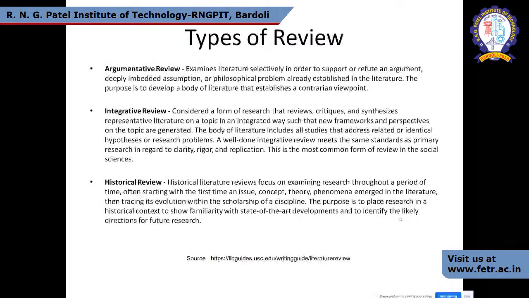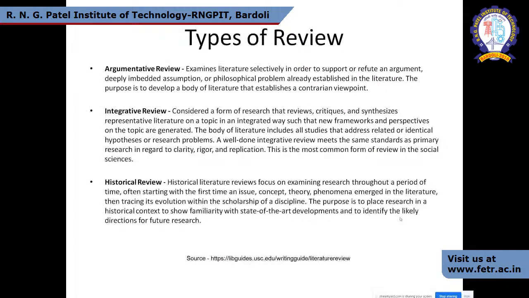Second type of review is the integrative review. That is considered a form of research that reviews, critiques, and synthesizes representative literature on a topic in an integrated way, such that new frameworks and perspectives on the topic are generated. The body of literature includes all the studies that address related or identical hypotheses or research problems. See, that is important. It is integrative, so it needs to address all these things. A well done integrative review meets the same standard as primary research in regard to clarity, rigor, and application. So this is the most common form of review in the social sciences.